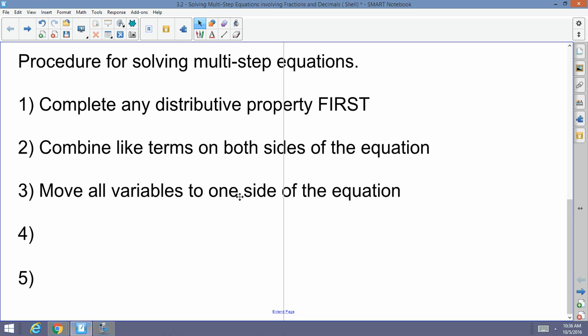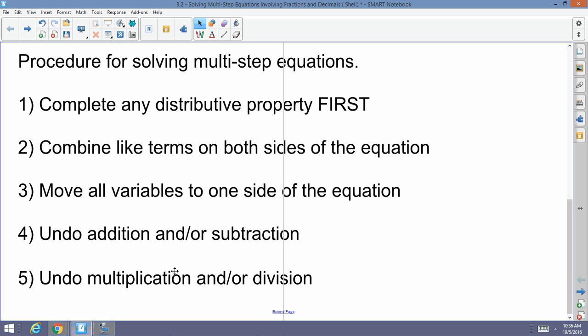So now what do I do? Undo addition, subtraction. There you go. And number 5 was the last thing I do? Undo multiplication, division. Fantastic. Great job, guys. So the good news is we don't have to learn any new steps or procedures as far as that goes. Multi-step procedures stay the same. It doesn't matter if they have fractions or decimals involved in them.